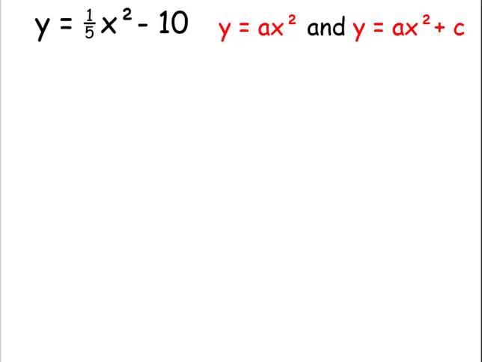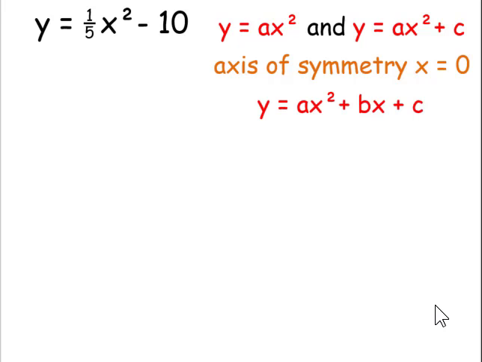When we're graphing a quadratic equation and the leading coefficient a is a fraction, this one tends to be a little bit more challenging. The axis of symmetry is still x equals 0. The only time the axis of symmetry will not be 0 is if we have a b term, something like this.